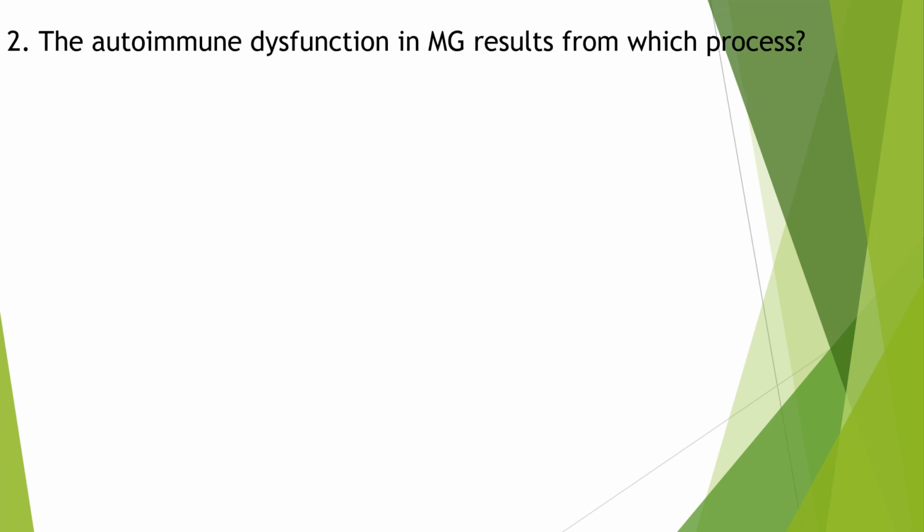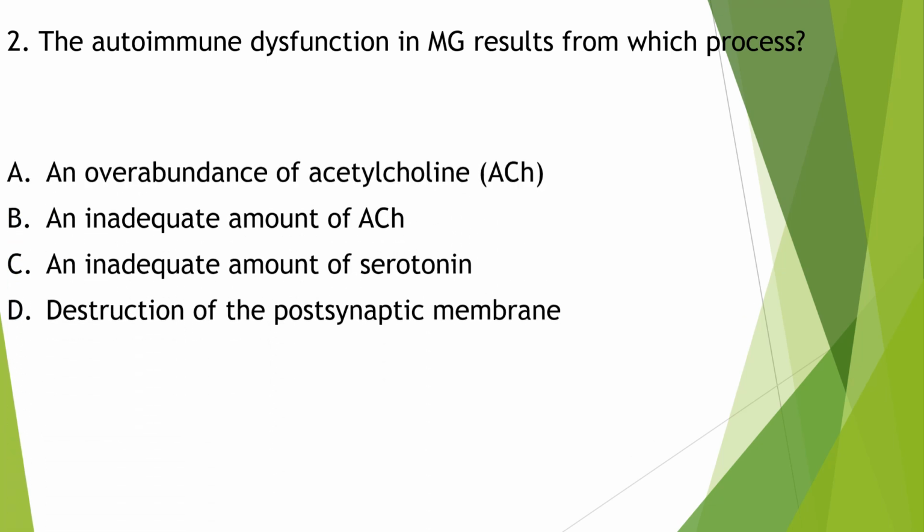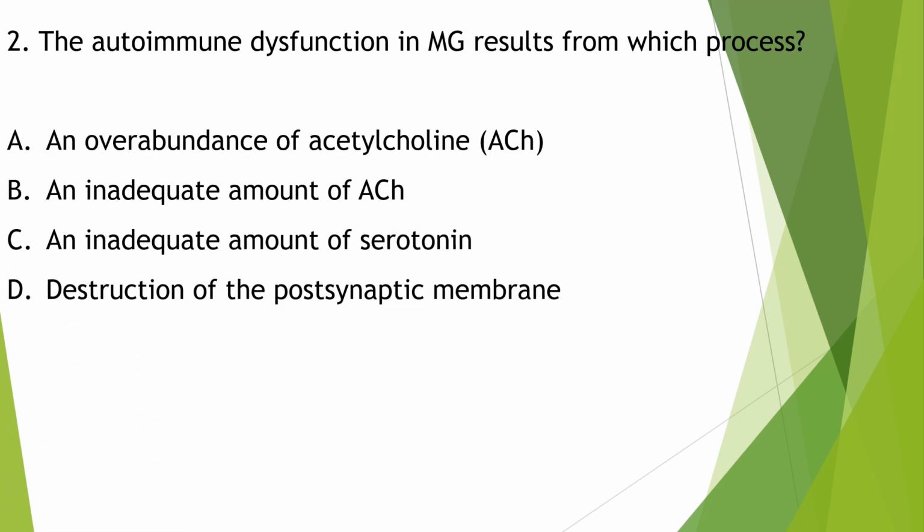The autoimmune dysfunction in myasthenia gravis results from which process? An overabundance of acetylcholine, an inadequate amount of acetylcholine, an inadequate amount of serotonin, destruction of the postsynaptic membrane. Myasthenia gravis is an autoimmune disorder that is a T-cell dependent antibody mediated destruction or deterioration of the neuromuscular junction. Acetylcholine is released but the postsynaptic membrane is less sensitive. So here the destruction of the postsynaptic membrane is there in myasthenia gravis.